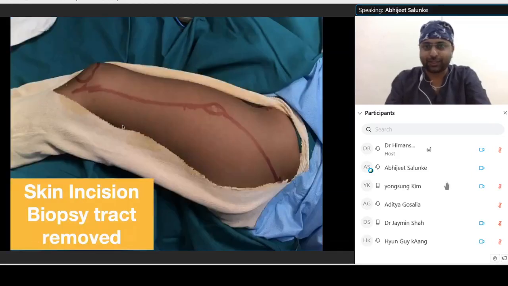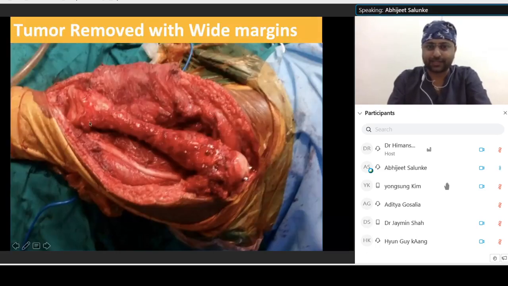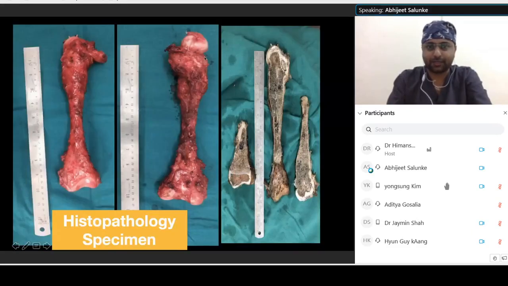So again, going to the same case, this was the skin incision. This was the biopsy scar. This was the tumor, which is resected with good margins. This was the resected femur. We can appreciate the protruding nails here. So there are small chances of contamination. But we thought that this must have been taken care of by chemotherapy.